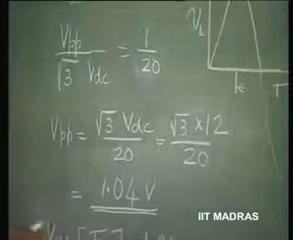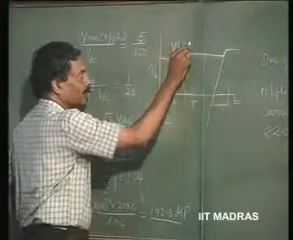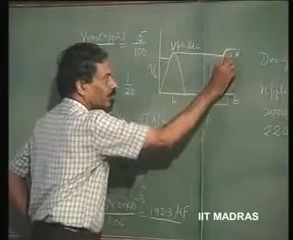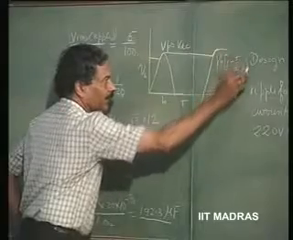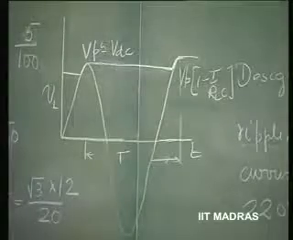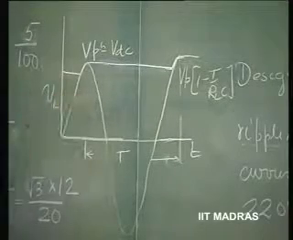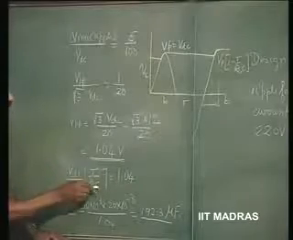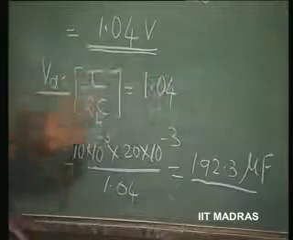Now, this Vp is very nearly equal to VDC, and this is Vp into 1 minus T by RC. This is what we had assumed in the class. So, the peak to peak ripple is VDC into T by RLC, that is already worked out as 1.04 volts.